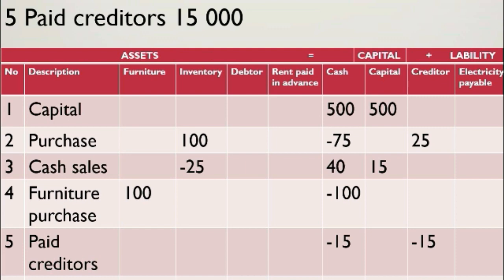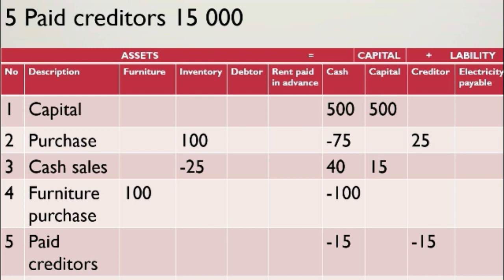Paid creditors 15,000. So in the previous transaction we have purchased goods worth 25,000 for credit. So now here we are settling a part of it. When we are settling to the creditors, means we have to pay cash to the creditor. Cash is going out of the business. So when cash goes out of the business, we have to minus the cash. Here we are paying 15,000. So we can go to the cash column and minus 15,000.